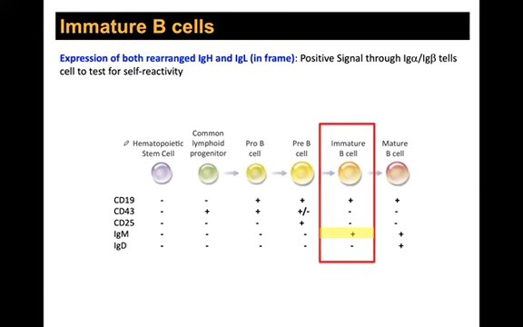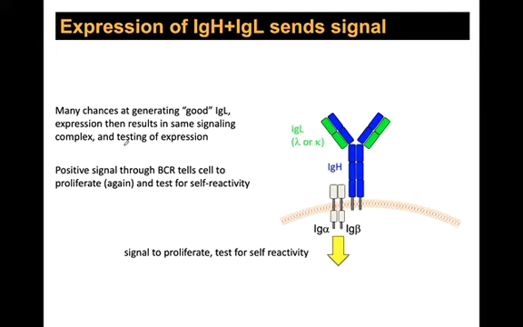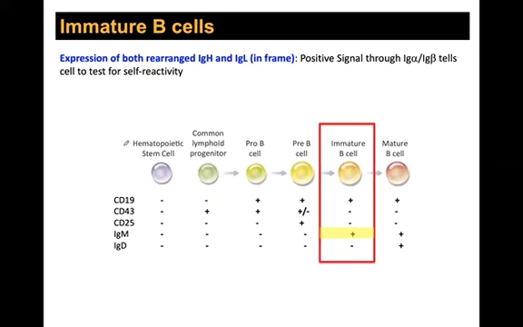Okay, but if it does get expression, if we go back here to our heavy chain, or our heavy and light chain are both expressed on the late pro-B stage, then that provides a signal. Now you want to test, is it self-reactive? And that happens at the immature stage. And I want to point out just one thing here. These cells are positive for IgM, but they do not express IgD, okay? And that's how you differentiate between immature and mature. And it's really only cells that are going to pass through this negative selection are going to go on to become mature B cells.